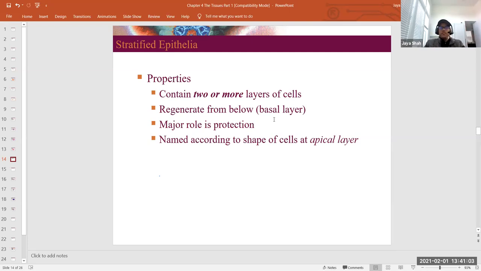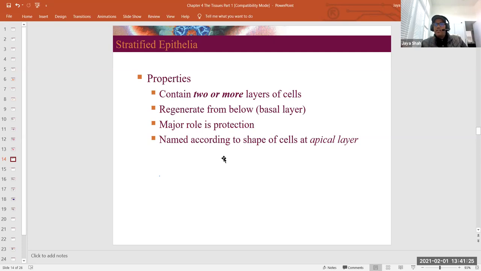The major role of stratified epithelium is protection. Like in your skin, you have rubbing, friction all the time. And that's why your skin epithelium is stratified squamous. Major role is protection. And so, if there are multiple layers, then we call them stratified.